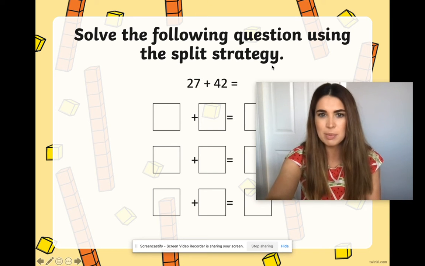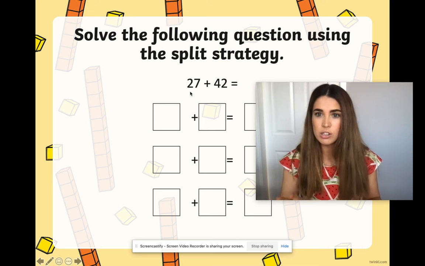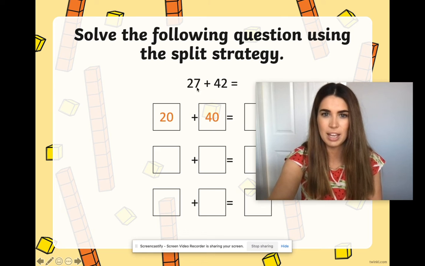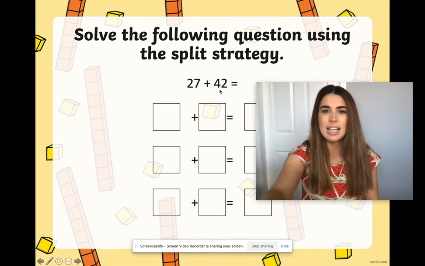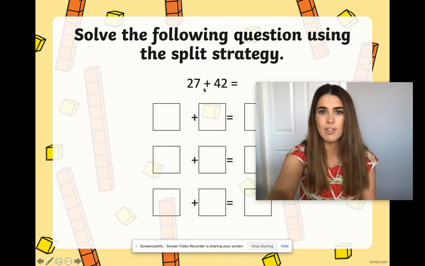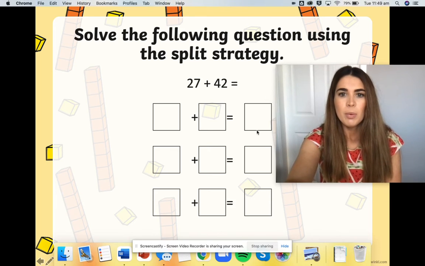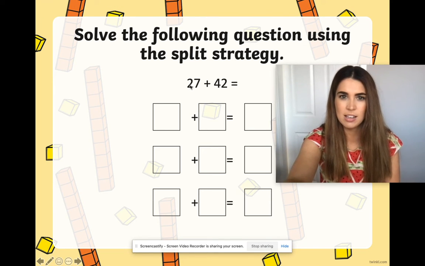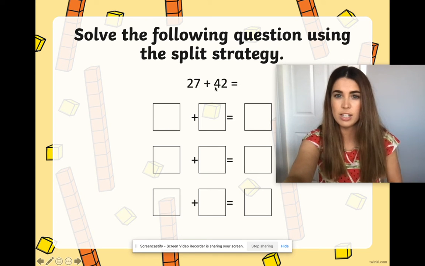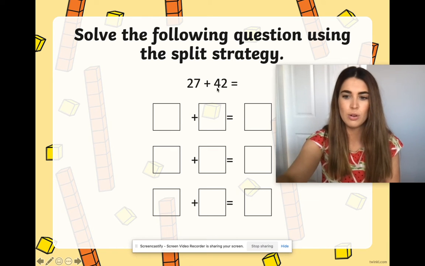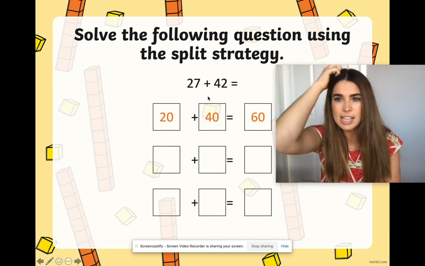But the great thing about the split strategy is you can do it without blocks. You can do it without pictures. You can do it when all you have is the number sentence and your clever, clever brain. Let's look, if you had the number sentence 27 plus 42, how would you use the split strategy to work it out? Well, I know first I need to add my tens. I know that this isn't just a 2, it's actually 20. And I know this isn't just 4, it's actually 40. So first I'm going to go 20 plus 40 and get my answer for that. I always add my tens first.